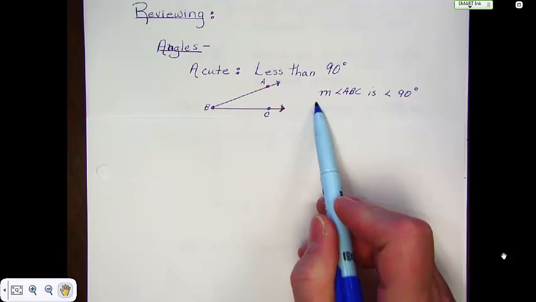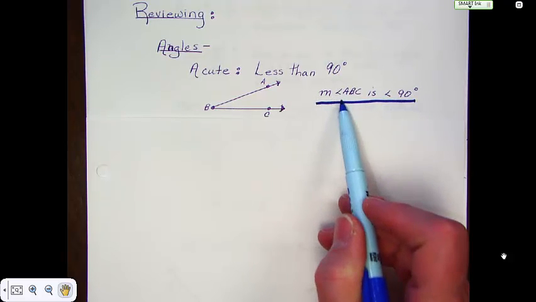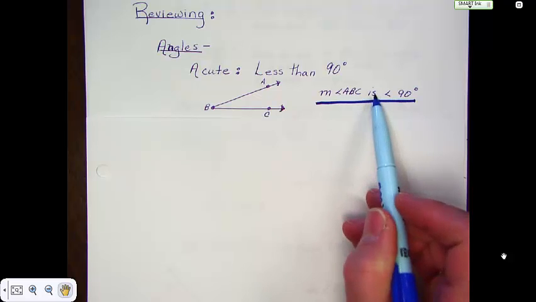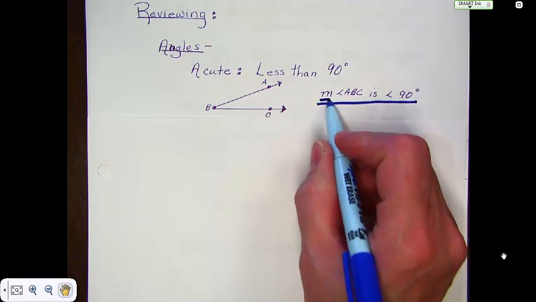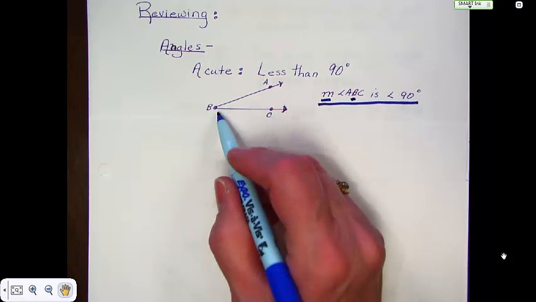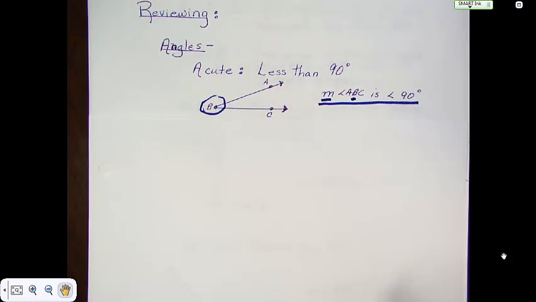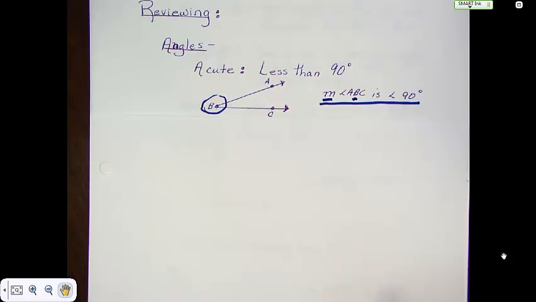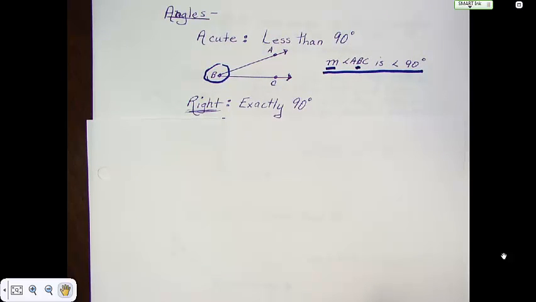And this is the correct way to write it: the measure of angle ABC is less than 90 degrees. The little m here means measure, and that B right there in the center is the vertex. You should always be aware that the vertex of the angle must be in the center of your label. Okay? Then you have right angles.